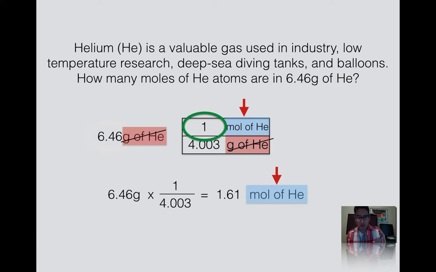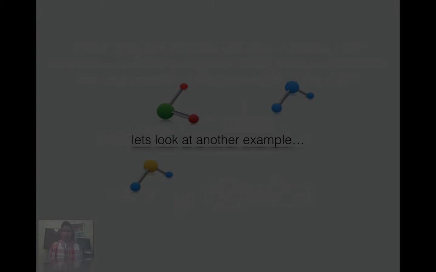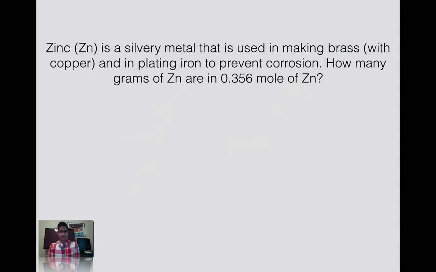Because 1 mole is 4 grams, but I actually have 6.5 grams, so I have 1.61 moles. So I have 61% basically of a mole plus my whole mole in 6.46 grams of helium. Okay, I hope I didn't confuse that, but hopefully it does make a little sense. All right, let's move on to our next problem. Let's look at another example.